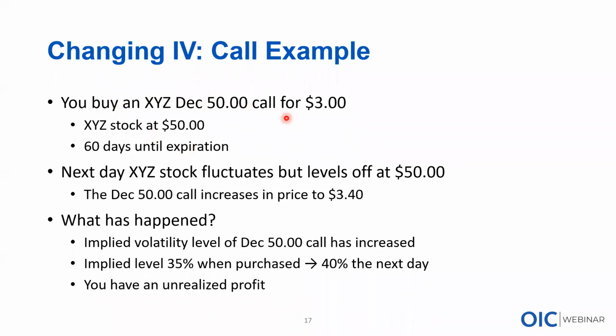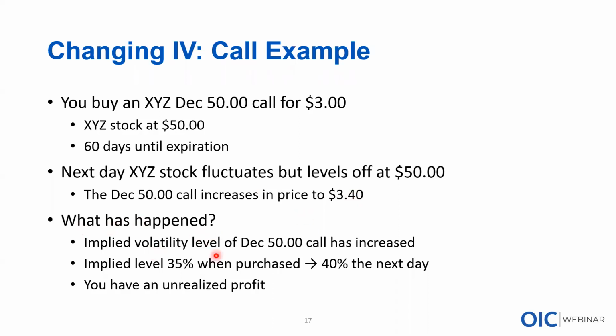Buy an XYZ 50 call for $3 and you have a couple months to go, and here you have a stock fluctuating for whatever news. Maybe you had a rumor come out, that rumor gets removed and the stock moves around but settles back at 50. If you just woke up and missed the entire trading day, you'd think the stock was unchanged, nothing happened. I lost some small amount of value in time decay here, but you look on your screen and you see the 50 call has gone up to 3.40.